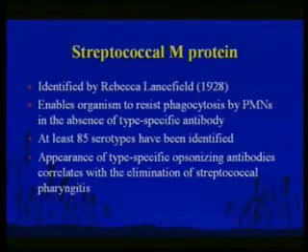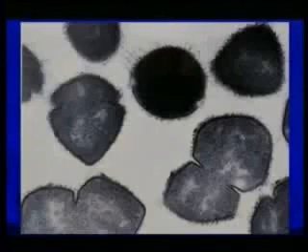The M protein, discovered by Rebecca Lancefield, in addition to allowing the strep to be typed, allows the organism to resist phagocytosis in the absence of type-specific neutralizing antibodies. At least 85 different types. And the appearance of antibodies correlates with the elimination of strep pharyngitis. And the issue comes up whether antibiotic treatment shortens the duration of strep throat. The answer seems to be it probably does a little bit, but strep throats usually resolve on their own.